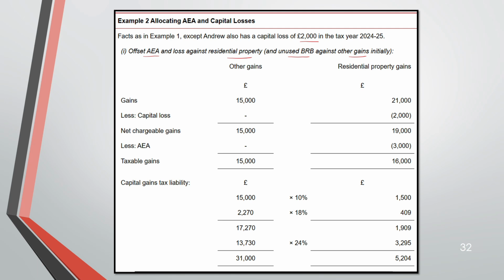So now you will always take other gain and residential property separately in 2 columns like this. It's always like this. Do not mix the two. Do not add them together because the tax rates are different.